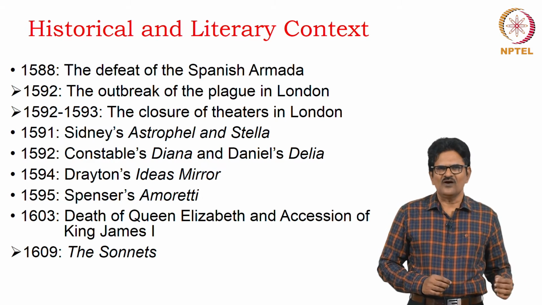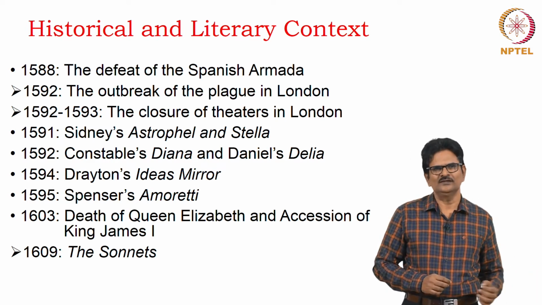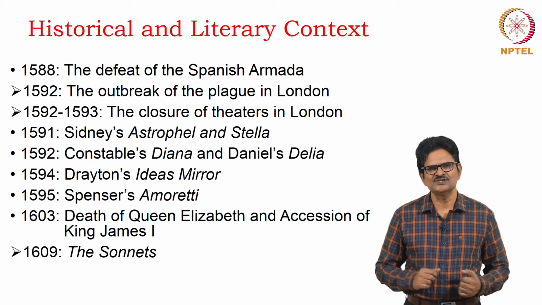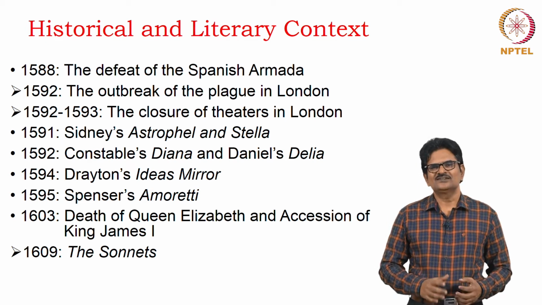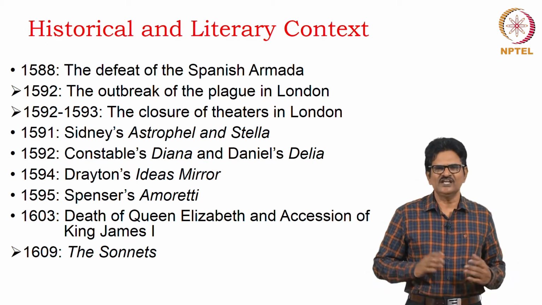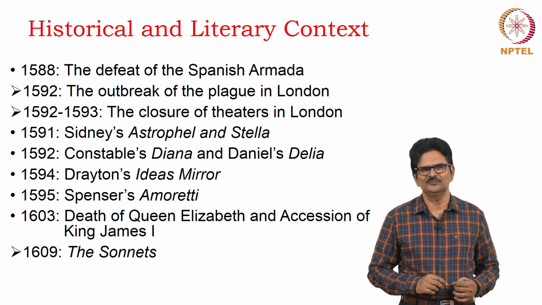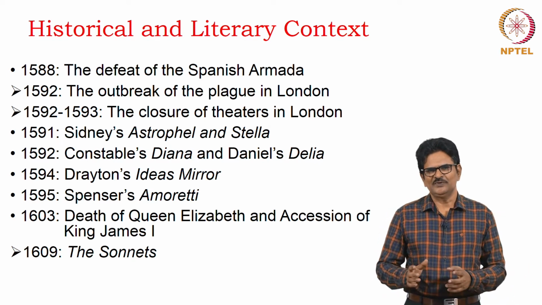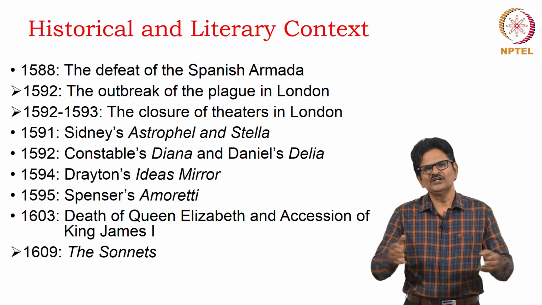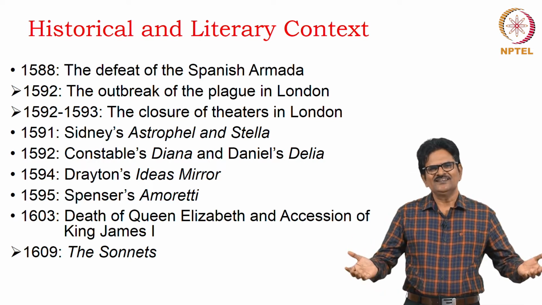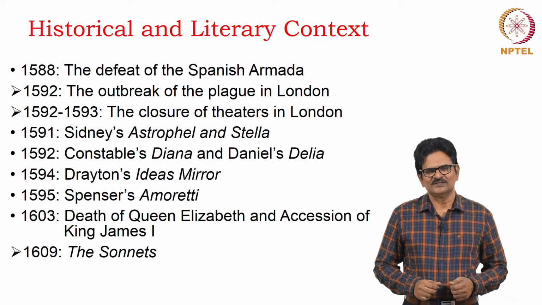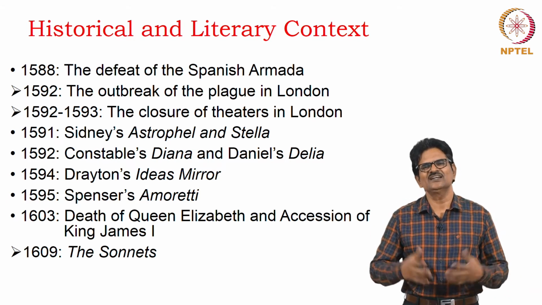The outbreak of the plague in London was seen in 1592. It led to the closure of theatres in London in 1592 and 1593. Shakespeare was more into drama, but when his theatre was closed, he used the time to write poems.